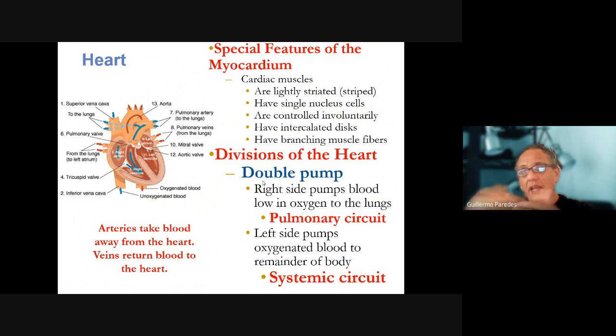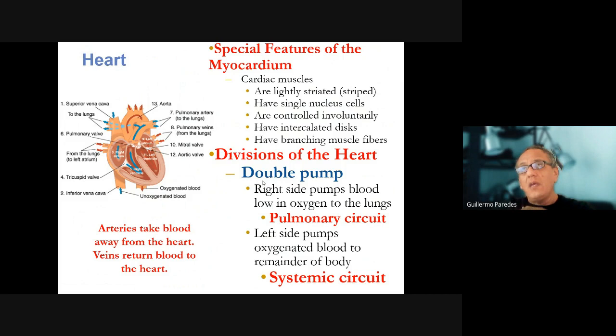Between the right and the left ventricle, the thicker one is obviously going to be the left ventricle. Why? Because that is where the aorta comes from, which is going to pump blood out to the whole body. Basically, all the body is going to be pumped with blood from the left ventricle.